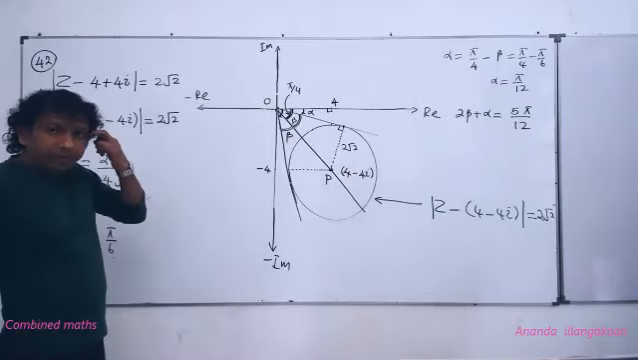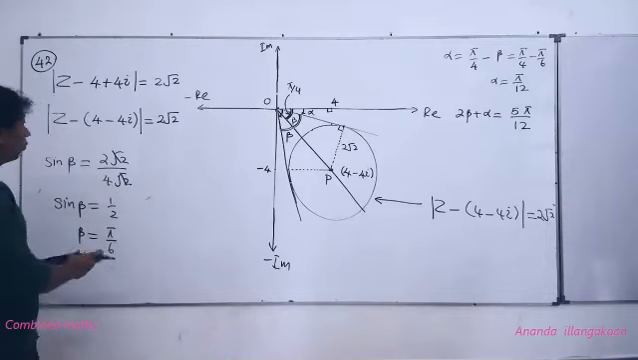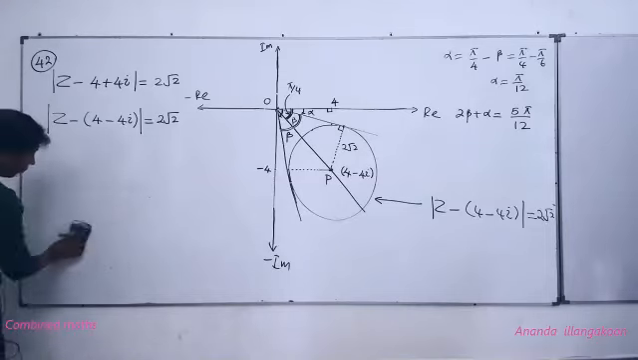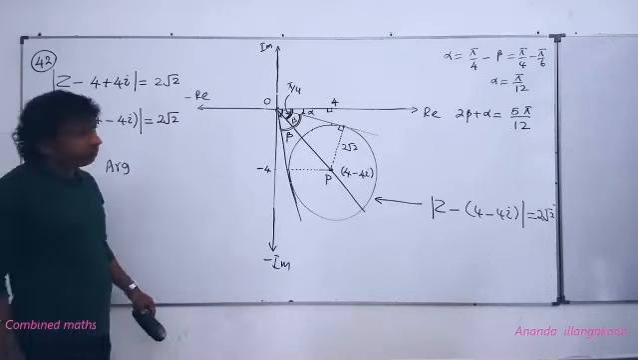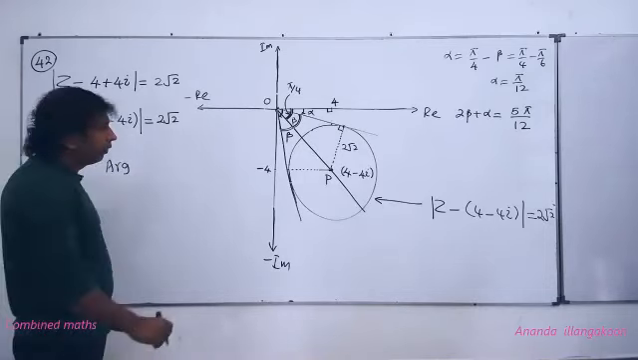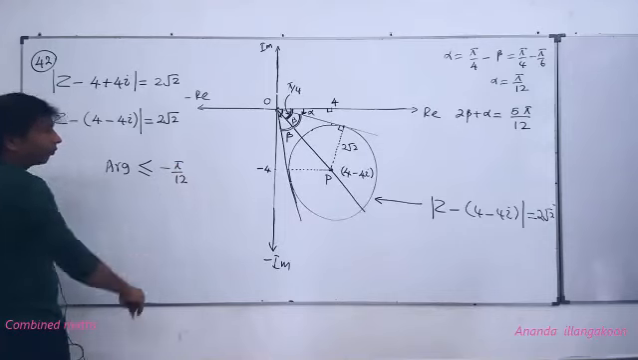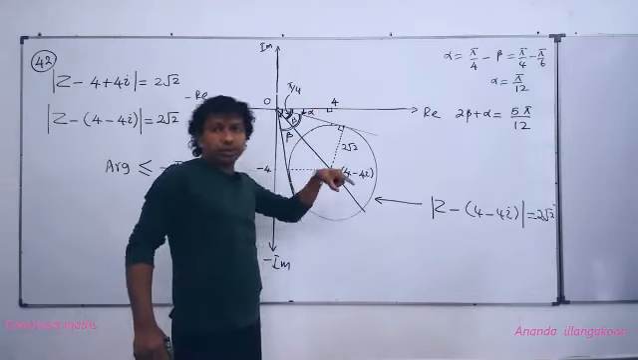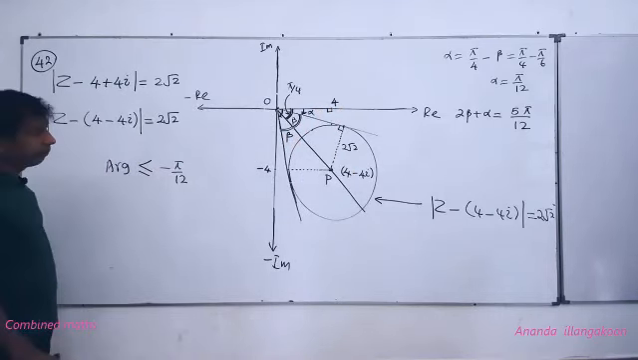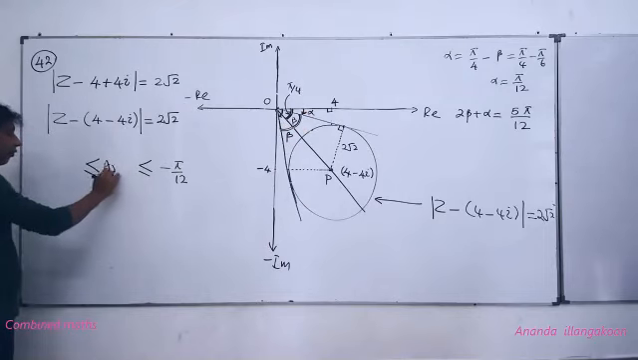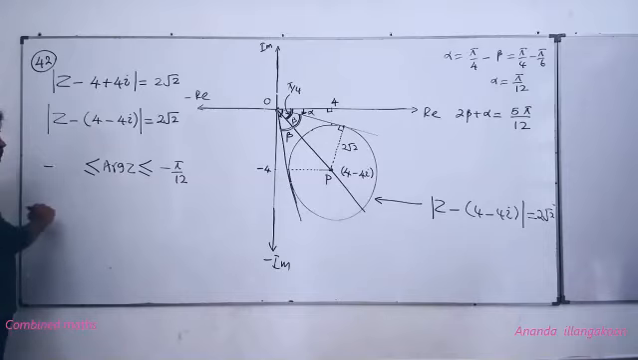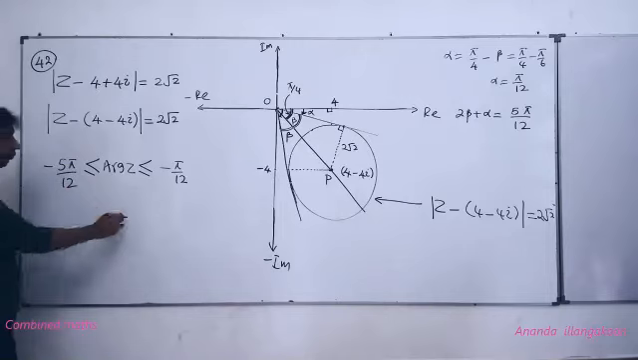Right. Now, people, the argument of Z. This angle is measured clockwise, so this angle should be negative. The argument is negative when it is measured in the clockwise direction. Then the argument is less than or equal to minus pi by 12. Why? Alpha is pi by 12, and since it is measured clockwise, the sign is negative. And this is the biggest angle, but that is negative, no? Then the argument of Z is greater than or equal to minus 5 pi by 12.